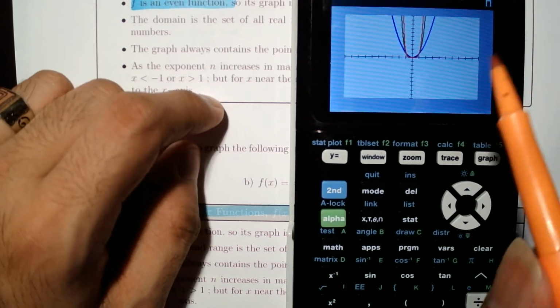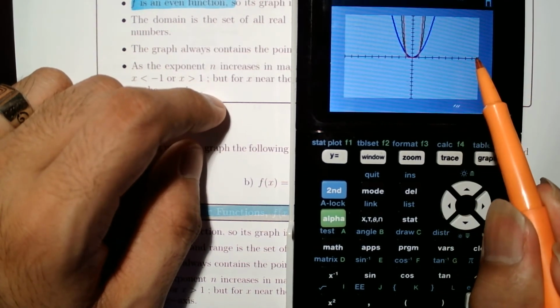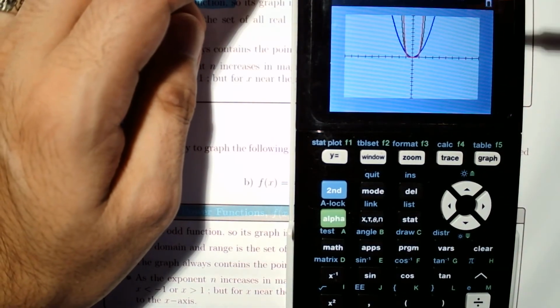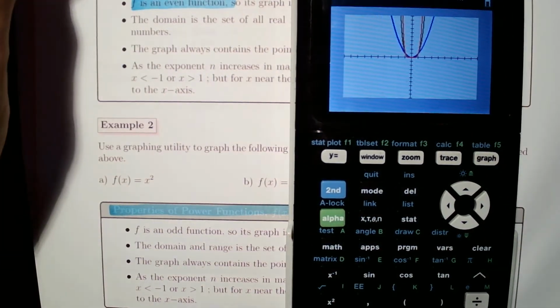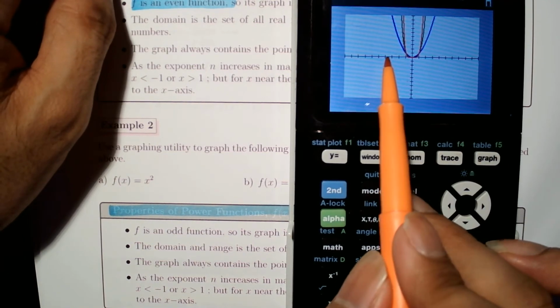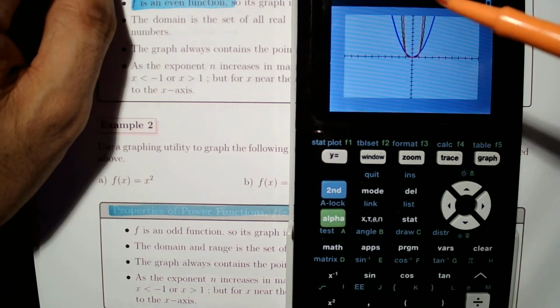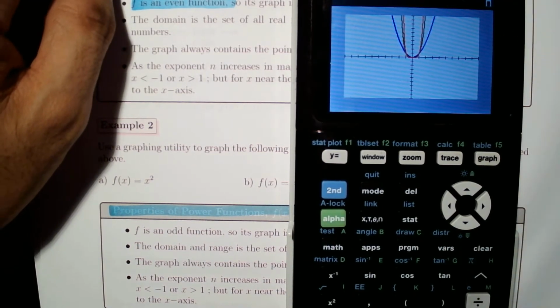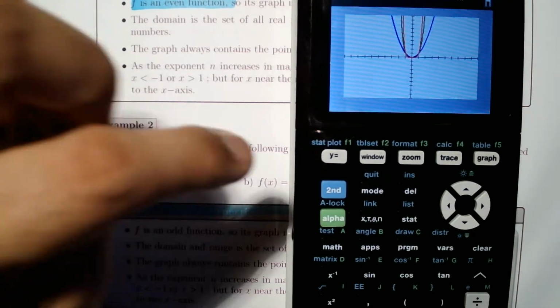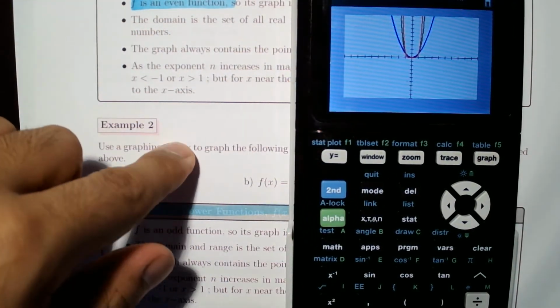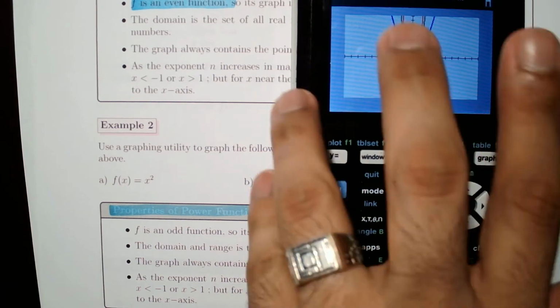What happens for larger values of positive x? For larger values of x, the graph goes all the way up to positive infinity. For values that are negative and big, it also goes to positive infinity. This is what we call the end behavior, which we are going to analyze in more detail later in the section.